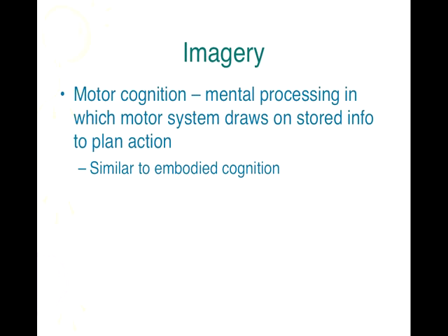So motor cognition is mental processing specifically tied to the motor system that draws on stored information, so procedures, to plan actions. So when you are going to reach for something, my water glass here, it's the mental processing that's involved in planning that action. It's part of embodied cognition, but it's very specific to the motor system. Embodied cognition could be a lot of different things, and this is more specific to actions. But actions are the easiest thing to study, so most people study actions.